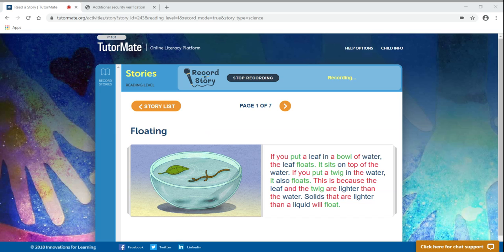If you put a leaf in a bowl of water, the leaf floats. It sits on top of the water. If you put a twig in the water, it also floats. This is because the leaf and the twig are lighter than the water. Solids that are lighter than a liquid will float.